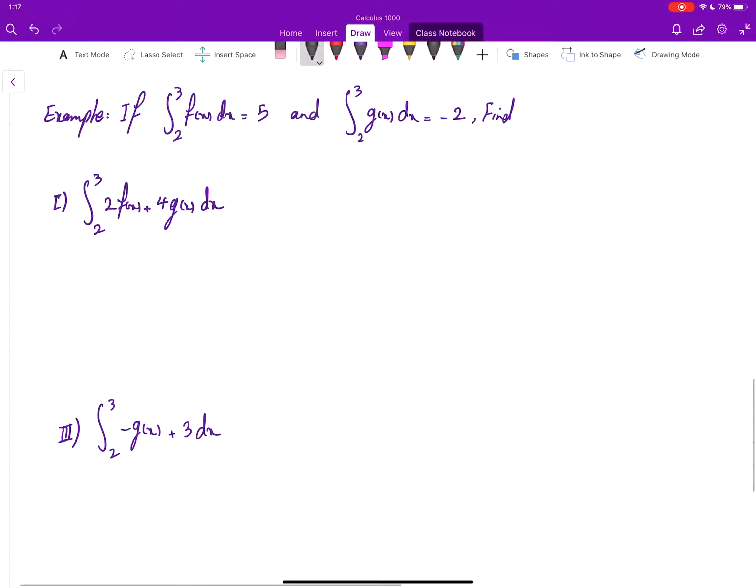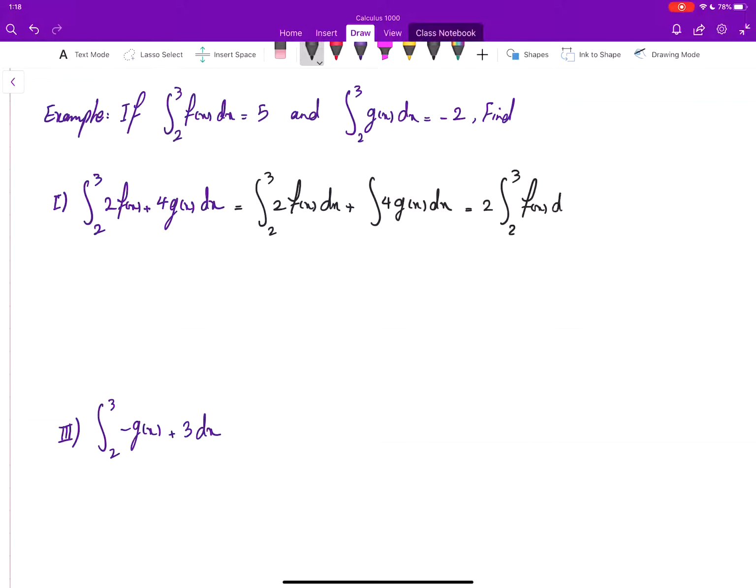Sometimes we may get questions like this. I don't know what f is, I don't know what g is, I only know the definite integrals of these functions from 2 to 3. So we can first separate them using additivity, then we can bring out the constant multiples. Oh, this is from 2 to 3.